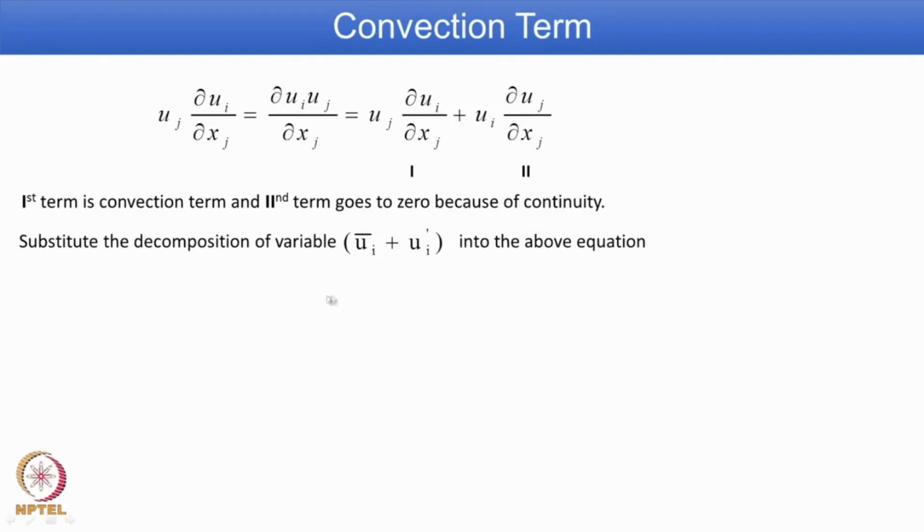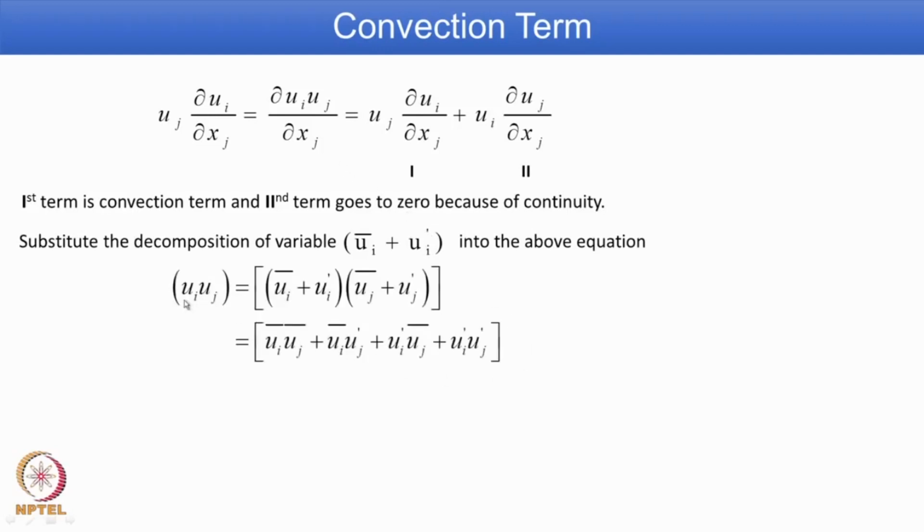If you substitute the decomposition for every velocity variable as u_i bar plus u_i prime, then we have u_i u_j written as (u_i bar plus u_i prime)(u_j bar plus u_j prime). Now, you perform the products. So, we have u_i bar u_j bar for the first term, u_i bar u_j prime for the second term, then the third term u_i prime multiplying u_j bar, then u_i prime multiplying u_j prime.